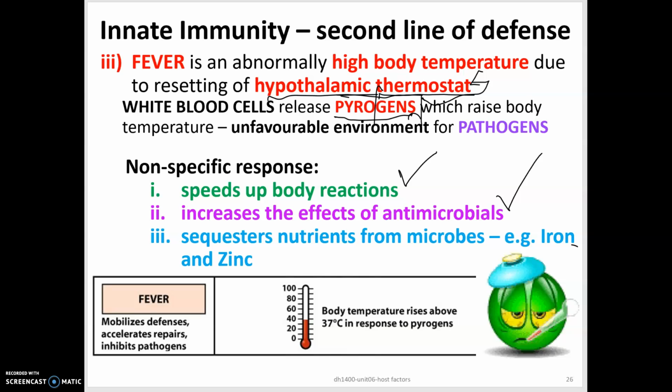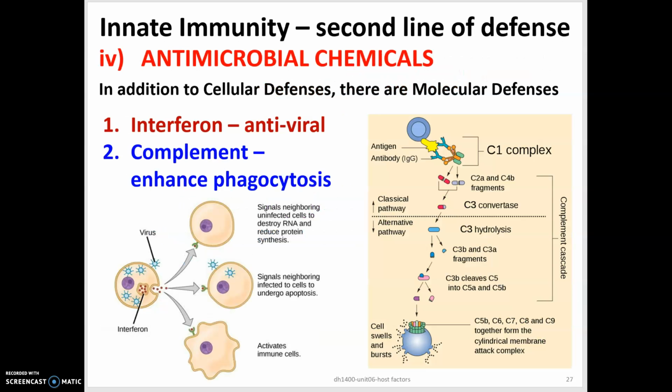So iron and zinc would be micronutrients that would help pathogen metabolism. At increased temperatures, they're not available for those pathogens, and so it makes their metabolism harder, so it'll slow down their growth. And that's what a fever aims to do. By increasing our body temperature, we do those three things.